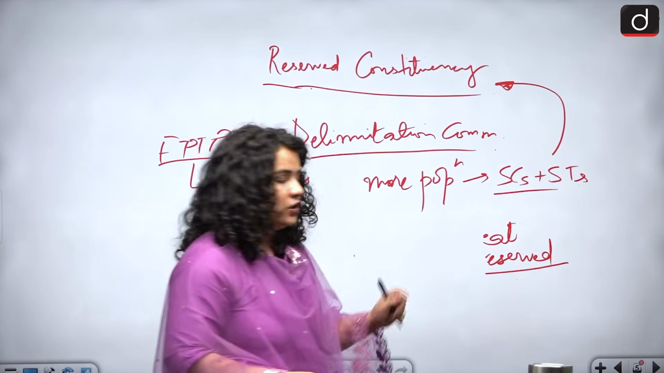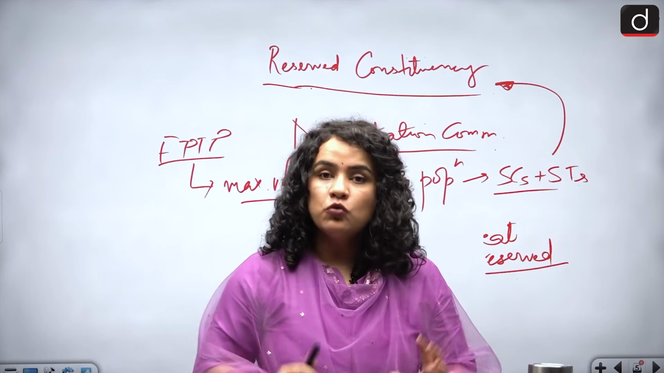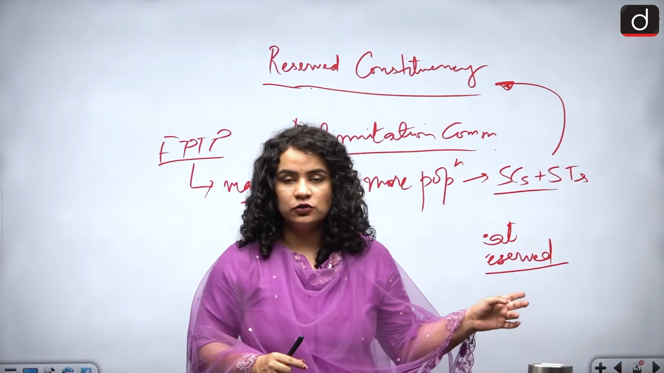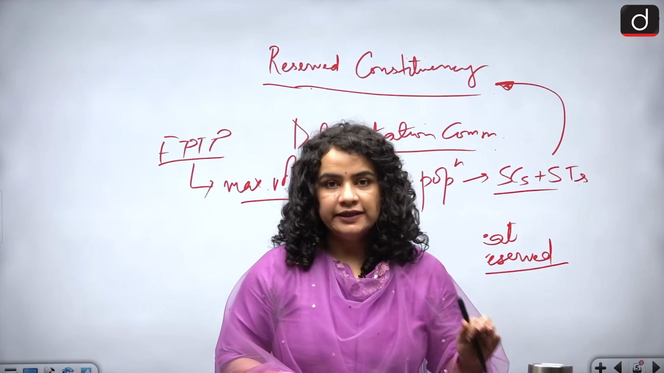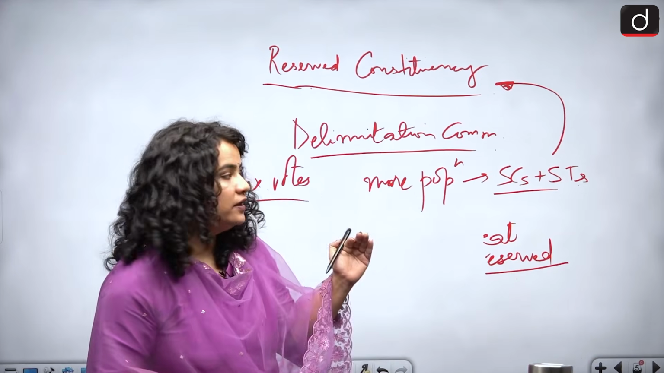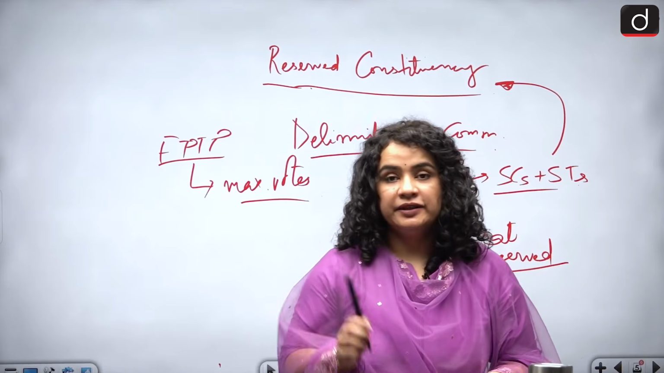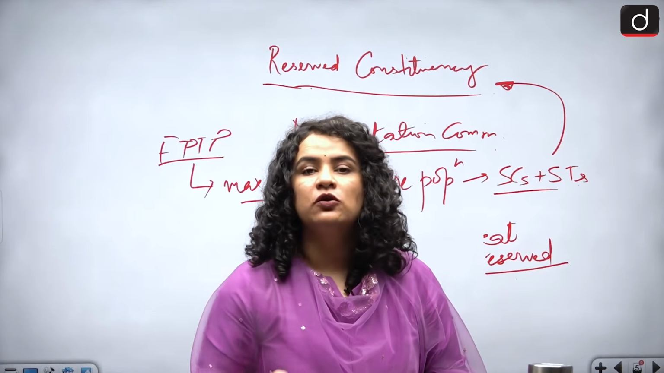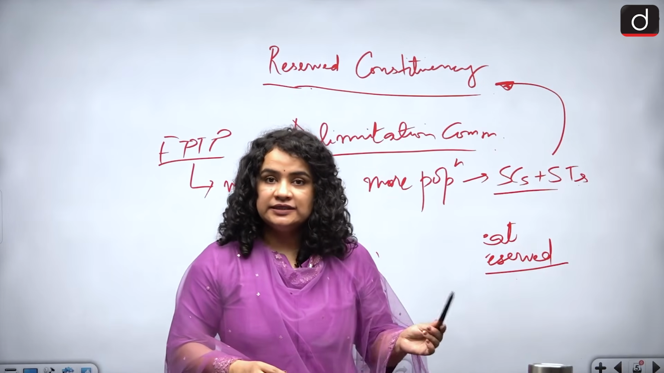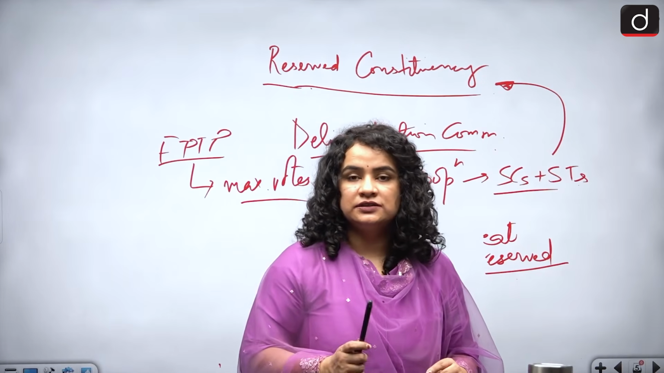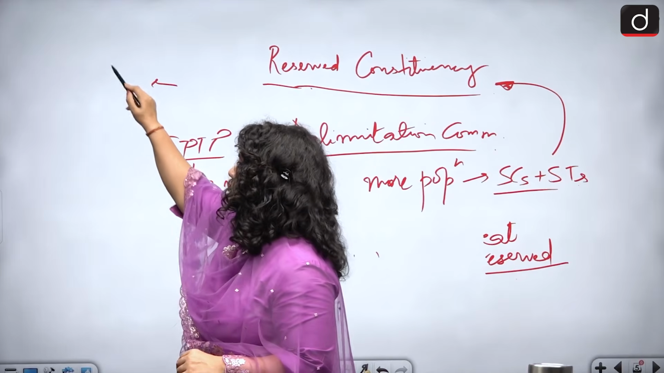Now, of course, the seats are reserved, but who votes in these elections? Do only the people belonging to the community vote? No. Everybody belonging to all classes, all strata, all communities are going to vote for this candidate. But the candidate himself should belong to the reserved community. This is what makes it different from what we know as separate electorates.